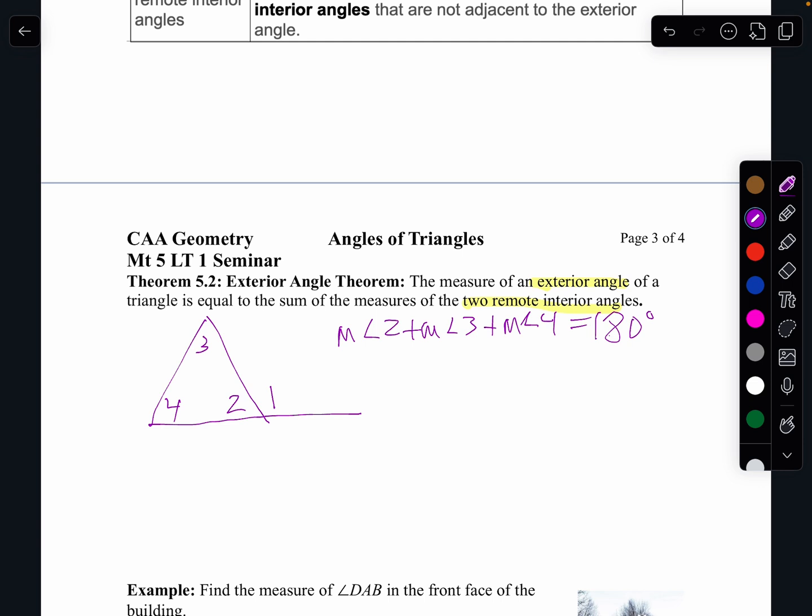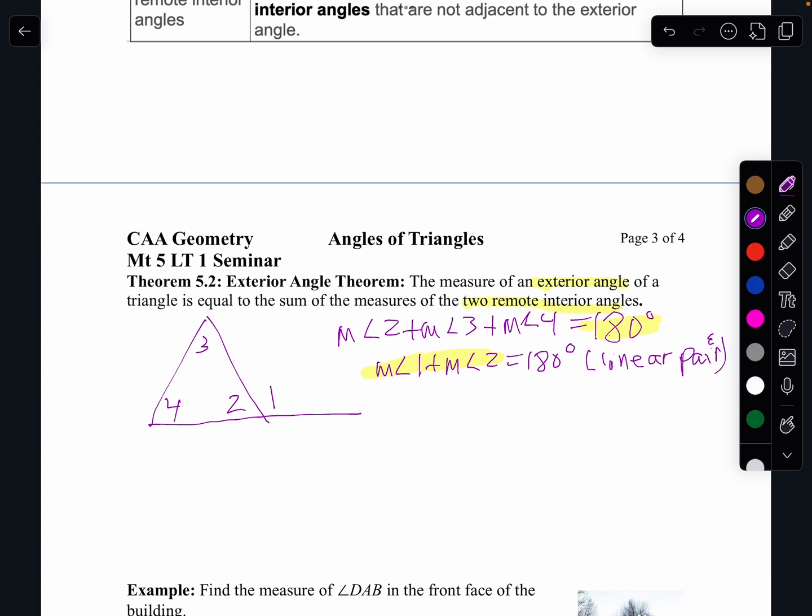I also know if I add 1 plus 2, I get 180 degrees. How do I know that? Well, that's my linear pair. When I add 2 adjacent angles up that form a line, I know they add to 180. So I can substitute. Instead of writing 180, I'm going to write 1 plus 2.